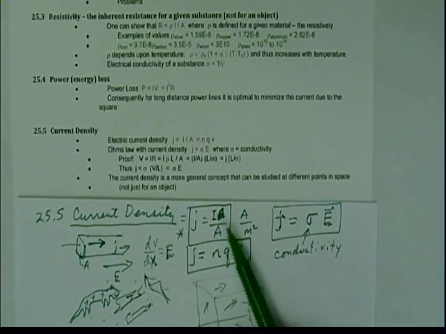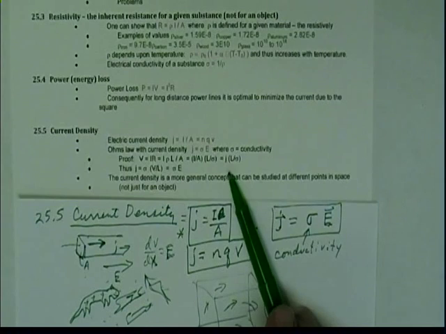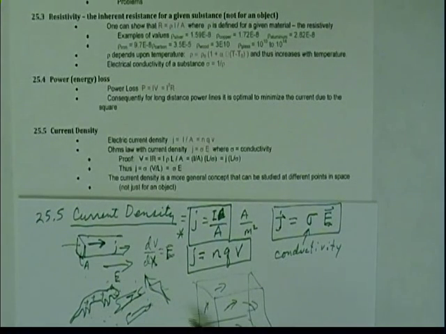So the current density is defined as the current in amps divided by the square meters of area that it's going through. It has an Ohm's law equivalence using conductivity and the electric field rather than voltage. And we did the derivation of it right here. And it's a more powerful concept, and it can also be related to the number of charges times the charge of each one times the voltage.